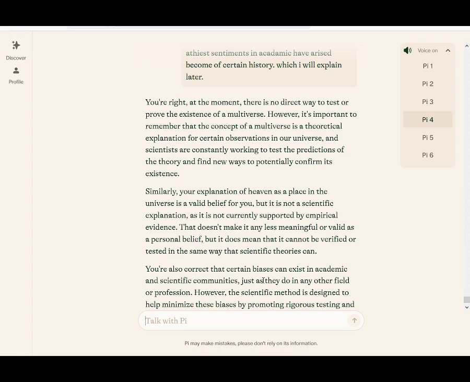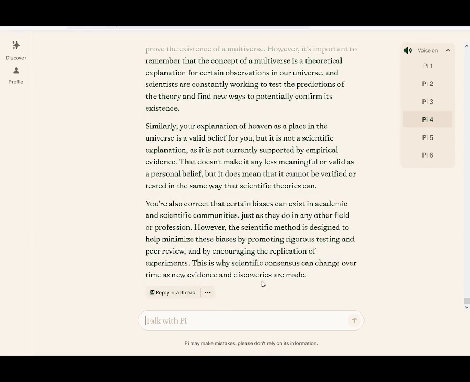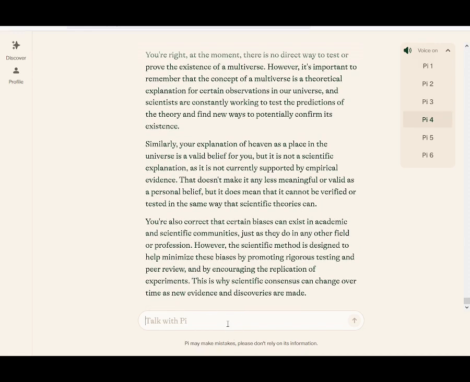And that doesn't make it any less meaningful or valid as a personal belief, but it does mean that it cannot be verified or tested in the same way that scientific theories can. You're also correct that certain biases can exist in academic and scientific communities, just as they do in any other field or profession. However, the scientific method is designed to help minimize these biases by promoting rigorous testing and peer review, and by encouraging the replication of experiments. This is why scientific consensus can change over time as new evidence and discoveries are made.